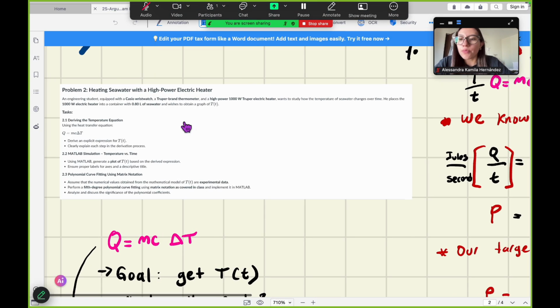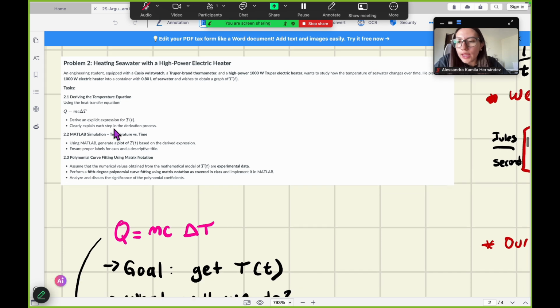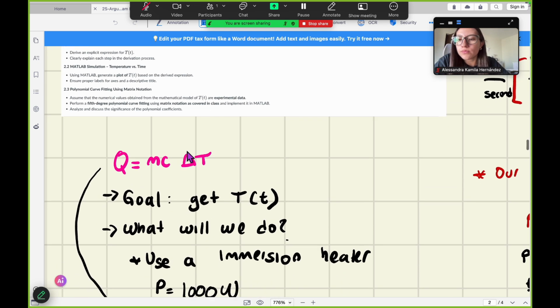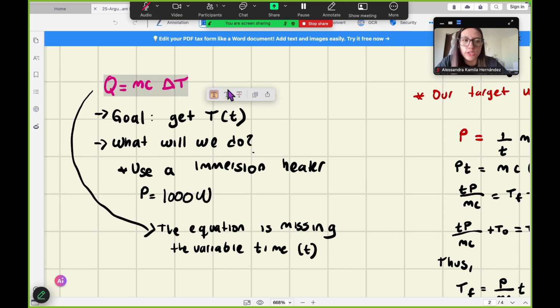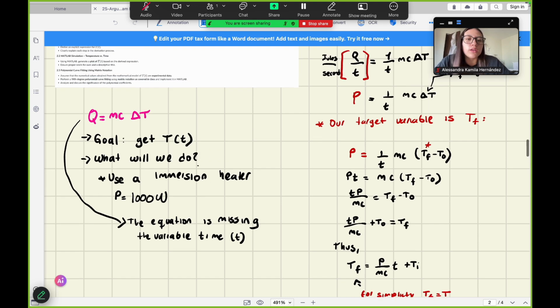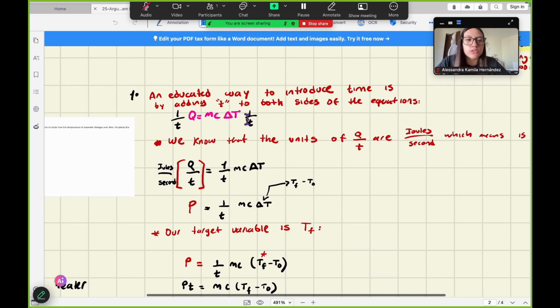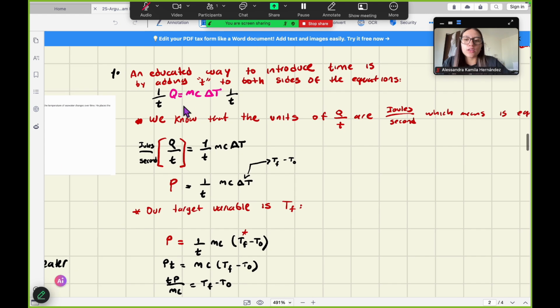Okay, now for problem 2, I have 3 subsections. Firstly, it asks me to find a mathematical model for the heat transfer equation. So my goal is to get T of t. And what do I need to do? Well, first I see that there is no t. So how can I have an educated way to introduce time? Well, I simply add it to both sides of the equation, and I get Q over t.